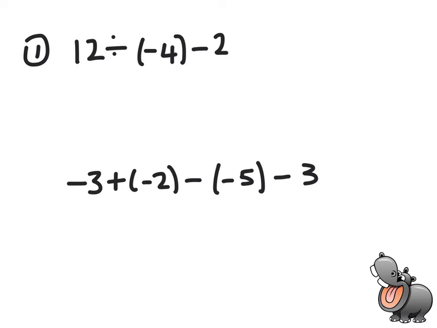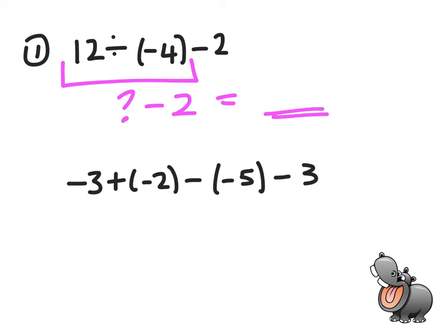Now we know from our work before that BODMAS comes into operation, so we're going to have to do the divide sum first of all. So work out what 12 divided by -4 is. Once you get that answer, take away 2.